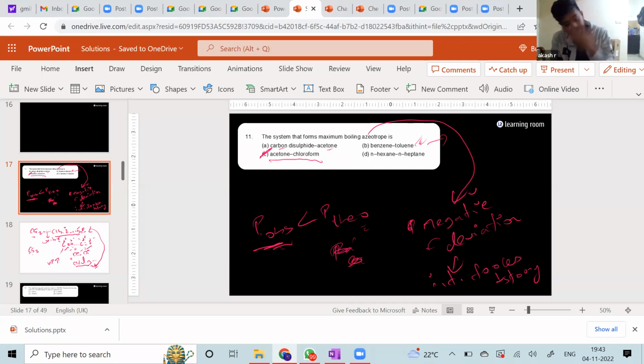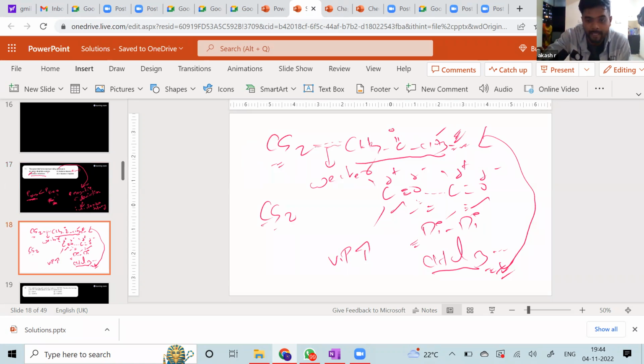Like this only you have to approach, or else you have to cram up. Whatever the list which is given in your NCERT under negative deviation, positive deviation, minimum boiling azeotropes, maximum boiling azeotropes, all those things you have to mug up. If not, you have to attempt it like this. This is how you work it out. Any questions anybody has? Okay, fine. Moving on.